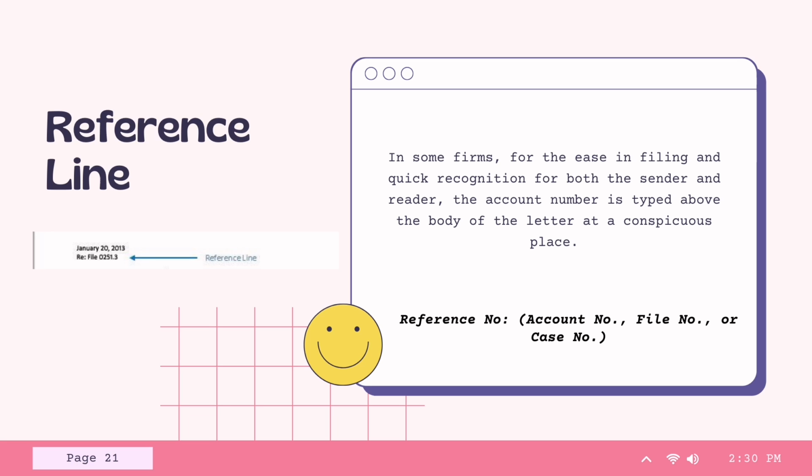Reference line. This is to give any number to a business letter for the ease of filing and quick recognition for both the sender and the reader. The account number is typed above the body of the letter at a conspicuous place or a place that is easily visible and at eye level.